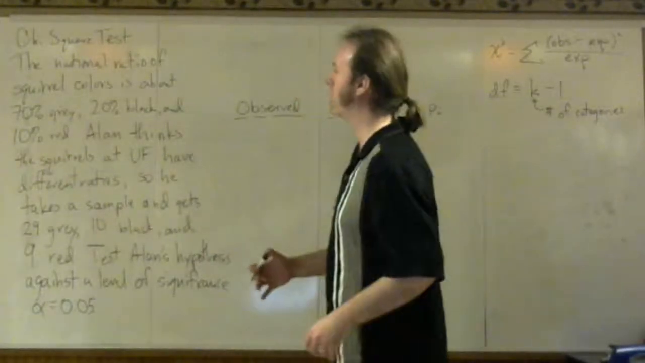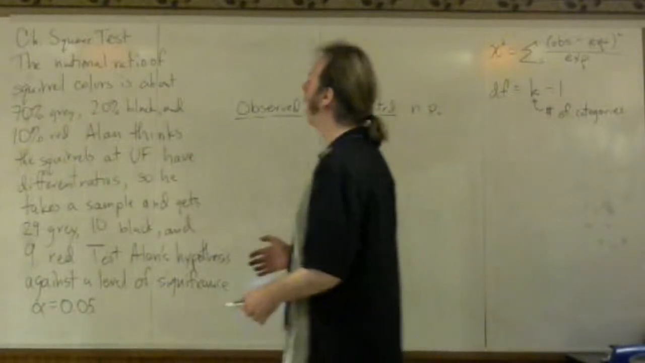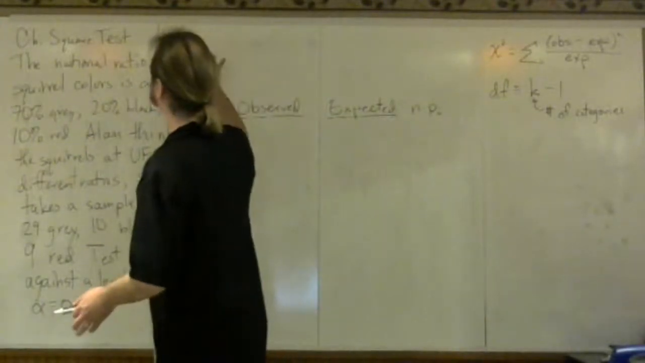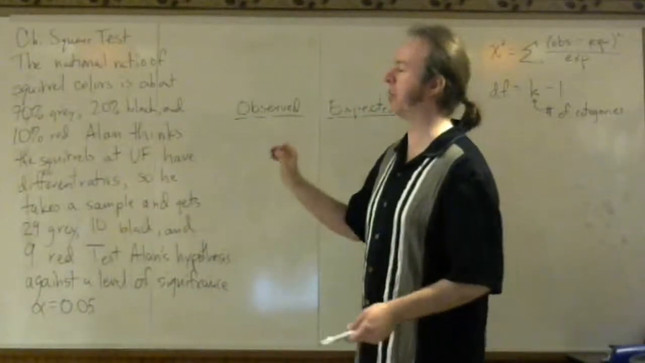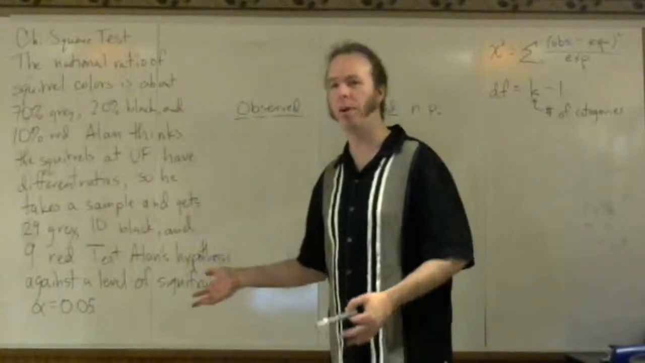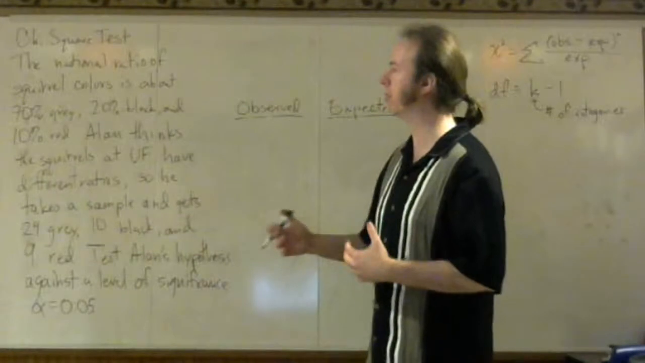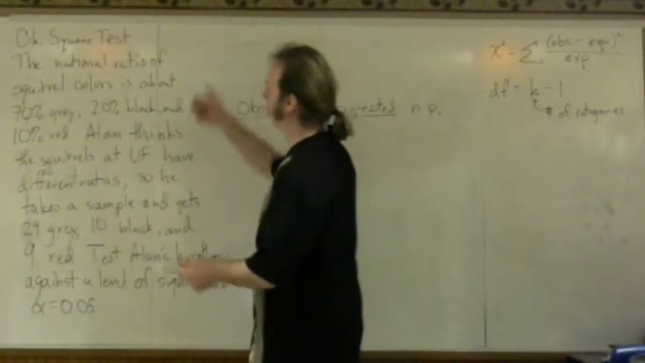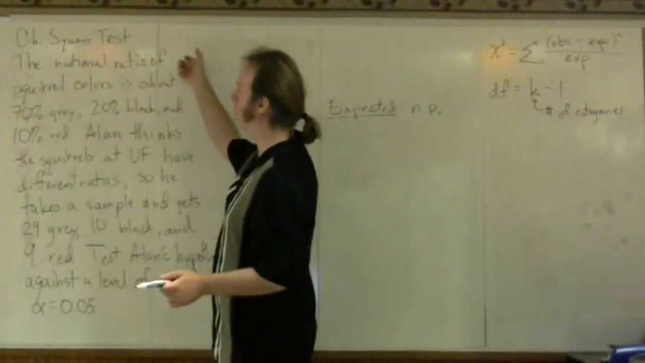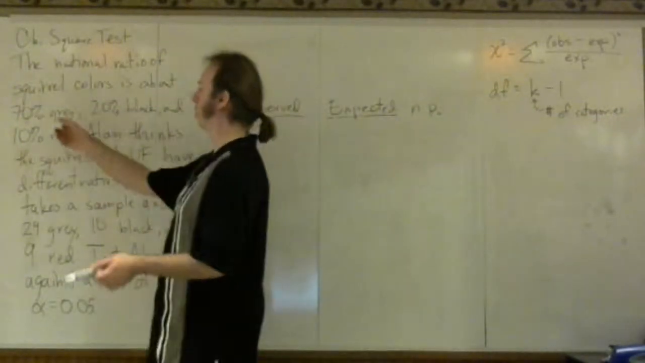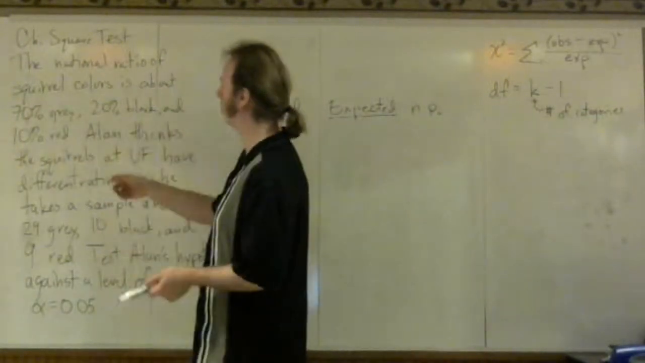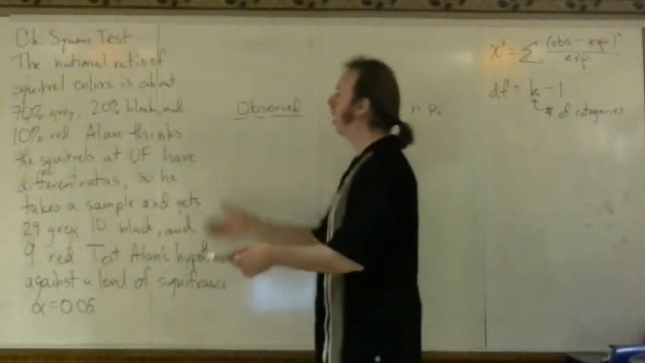Alright, welcome to a chi-square test. The chi-square test is used to see if a predetermined ratio was actually accurate by using a sample. So here we have a ratio of squirrel colors. The known values here are that 70% of squirrels are gray, 20% are black, 10% are red.